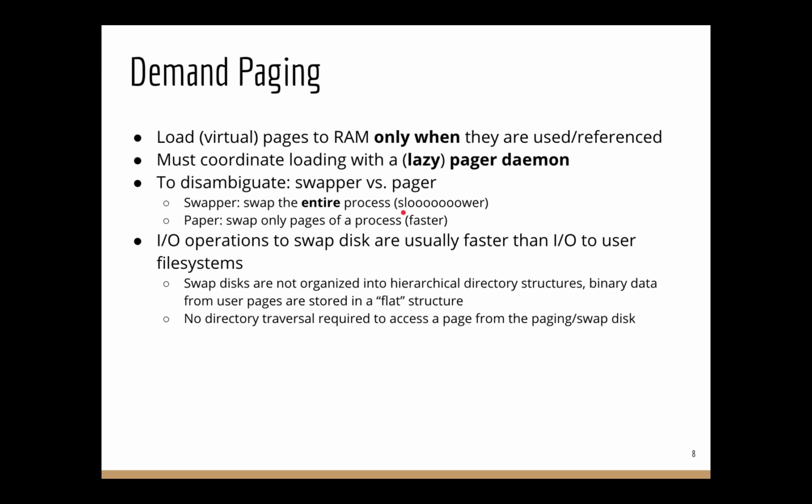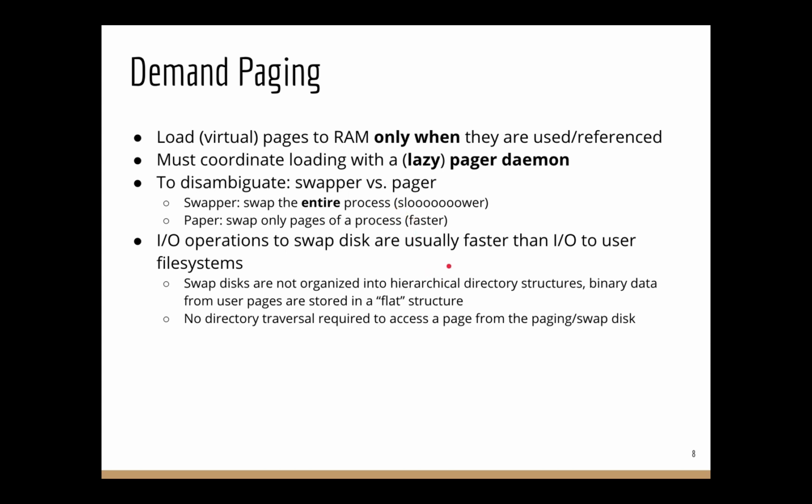When pages of a process are swapped out, they must be stored into a special destination, and this destination must be outside of the RAM. So this is why we need a swap disk.